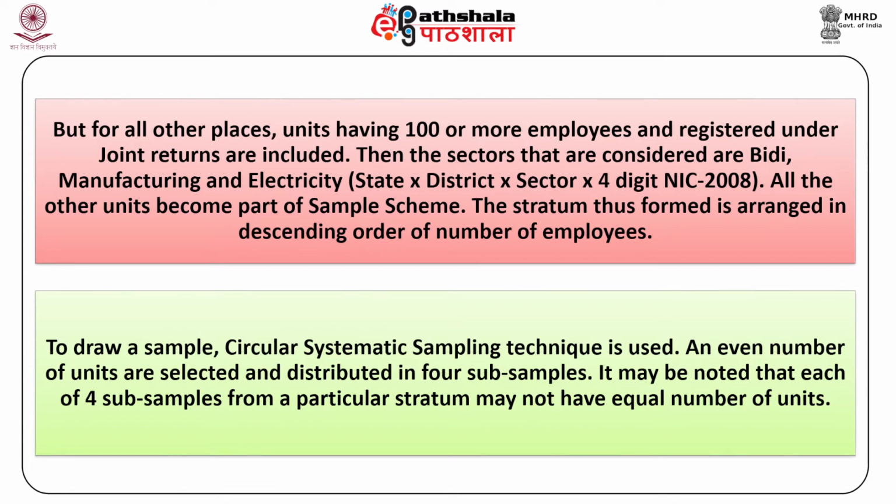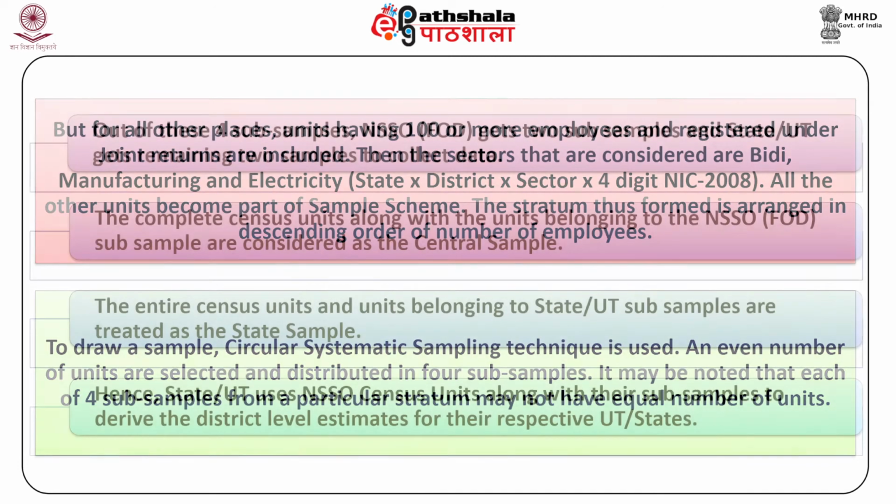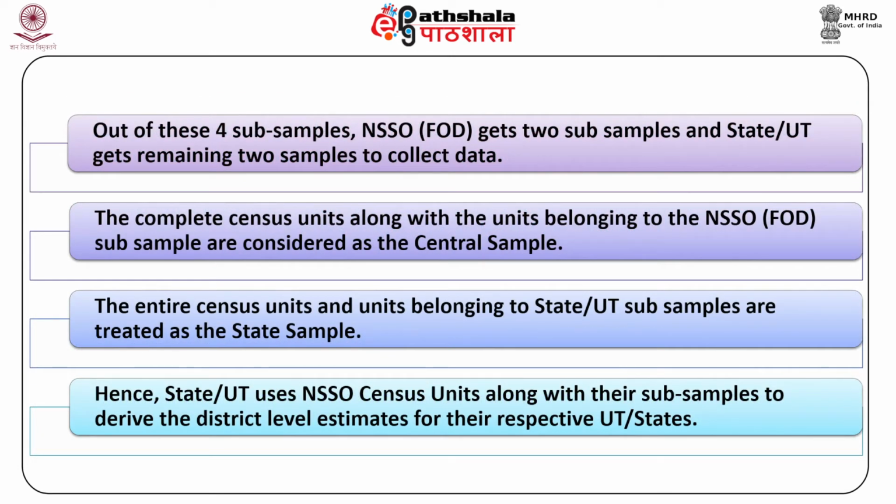The stratum thus formed is arranged in descending order of number of employees. To draw a sample, the circular systematic sampling technique is used. An even number of units are selected and distributed in 4 subsamples. It may be noted that each of the 4 subsamples from a particular stratum may not have an equal number of units. Out of these 4 subsamples, NSSO gets 2 subsamples and the state or UT gets the remaining 2 subsamples to collect the data.